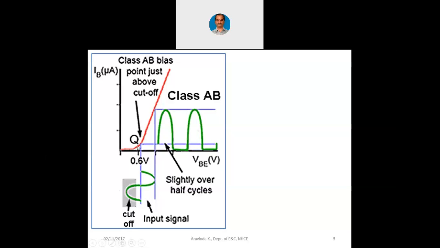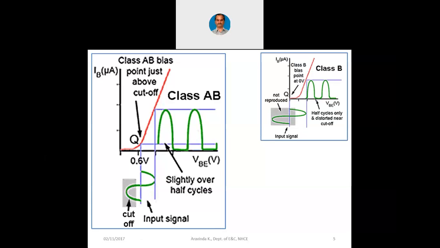Q point is purposefully shifted nearer to cutoff region. So the wave shape is having distortion. Slightly over half cycles conduction is happening. This is class AB. Here the waveform is distorted, but if it is used for any AC power line application in power electronics for driving any electrical equipment such as fan, now we can use class AB there, provided we are saving that much of power there. This is now class AB.